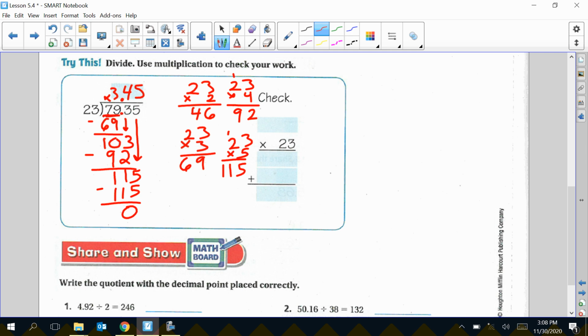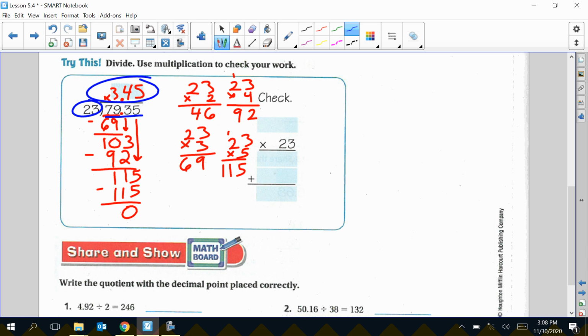If you have not placed your decimal point, and remember, your decimal point comes straight up in your quotient. Move it straight up. Again, keep your place values lined up. Just like any division problem, you can always check division with multiplication. We can take our quotient times our divisor, and that will give us our dividend.